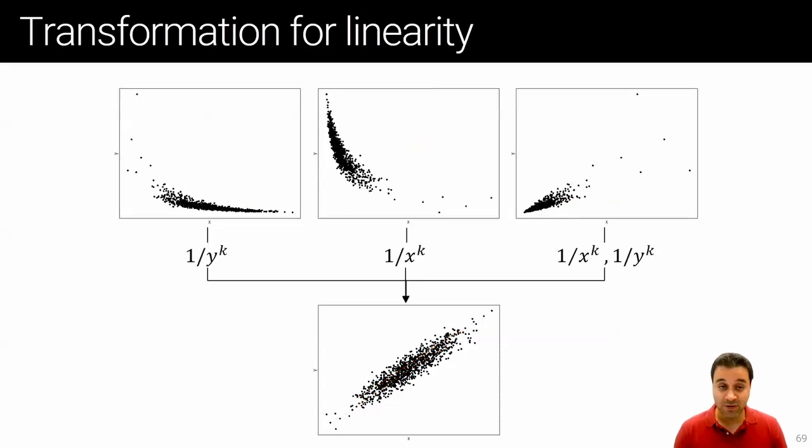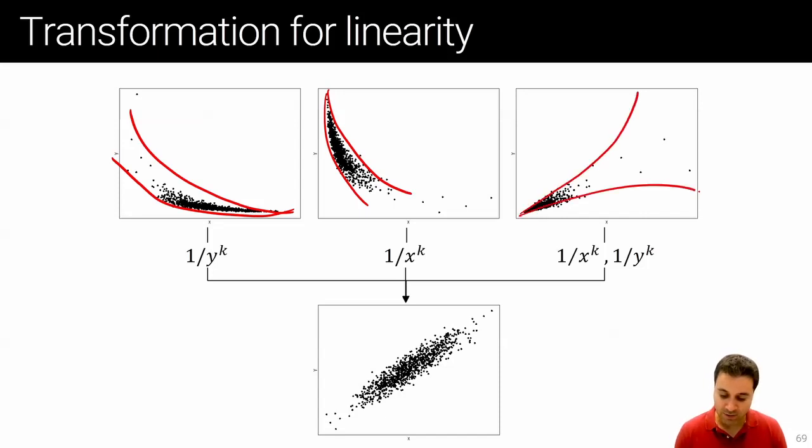Some other kind of transformations you could try. If you have a relationship that looks like that, try making this polynomial transformation. If it looks kind of the other way around, try the same transformation on the x, not on the y. And if it looks something like that, try transformation on both. And maybe you're lucky and you get a nice linear relationship.